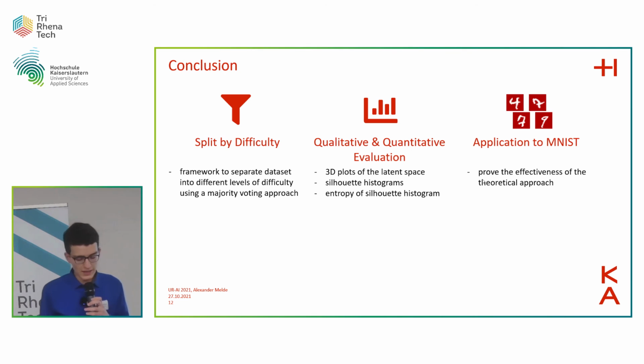To sum it all up, we proposed a framework to separate a dataset into different levels of difficulty using a majority voting approach, and evaluated the robustness of models using both visual hints and also a measurable metric, using the 3D plots, the silhouette histograms, and the entropy. We then applied our theoretical approach to the MNIST dataset to prove its effectiveness.